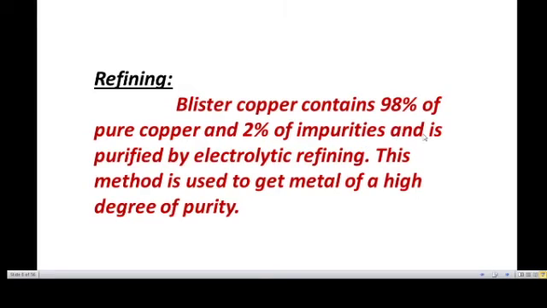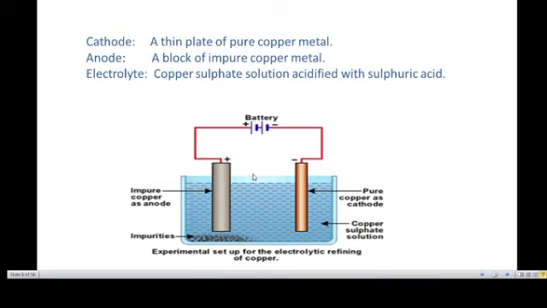This blister copper is then purified by electrolytic refining. In the electrolytic refining method, we get a 100% purified form of copper. This method is used to get metal of a high degree of purity. This is the electrolytic refining method. A thin plate of pure copper metal acts as the cathode. What is cathode?